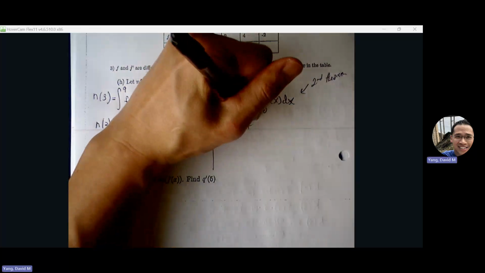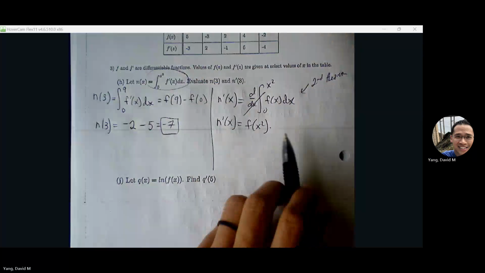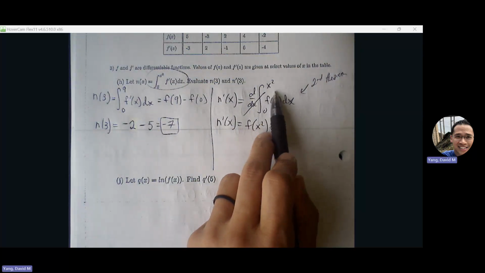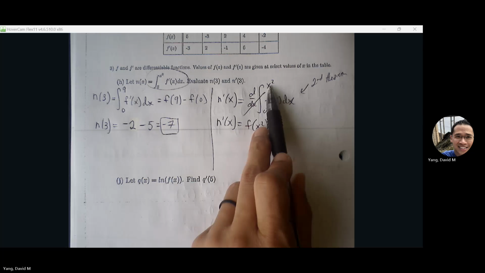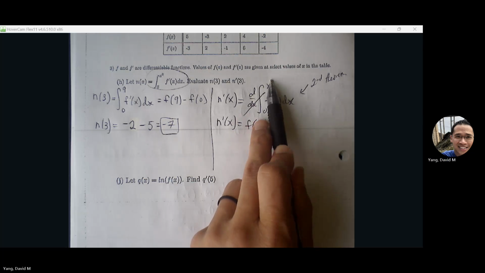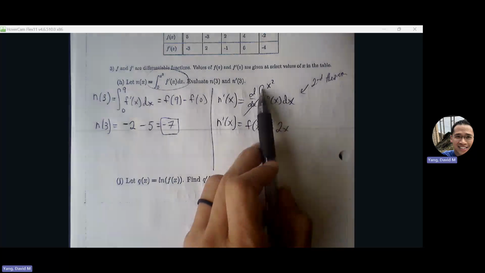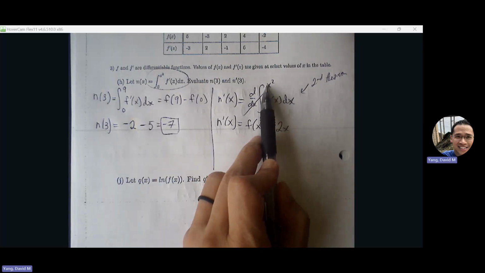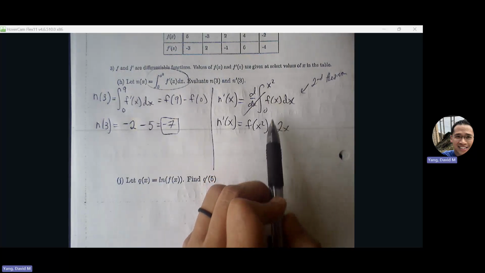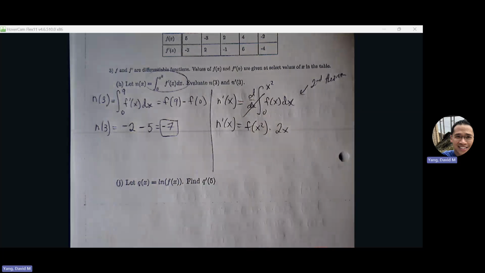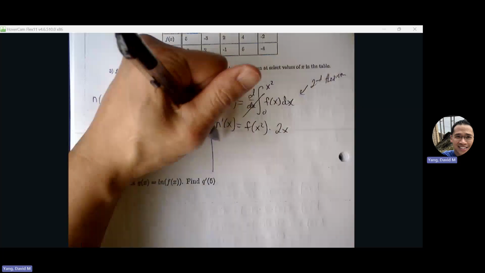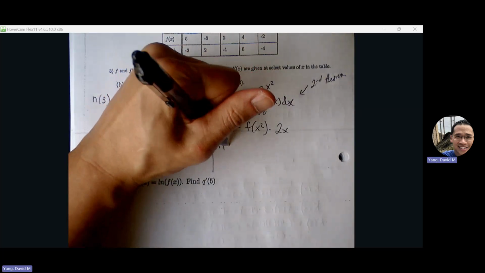Yep, so f of x squared. But this is more than just the x here, so times what? What's the derivative of x squared? 2x, right? So it's f of p of x times p prime. Remember, that's the second theorem. So f of x squared times 2x. So now it's easy. You can now plug 3 into n prime.